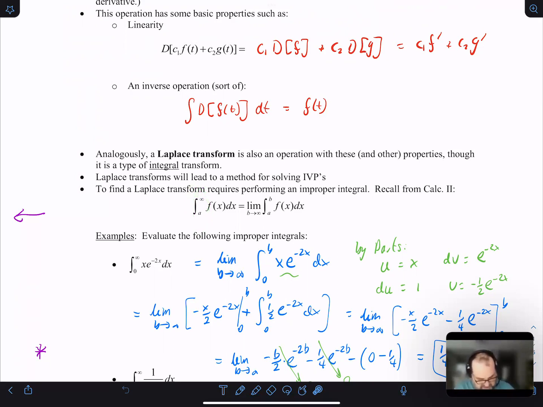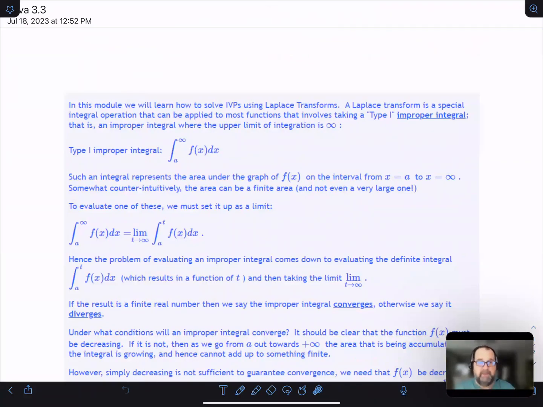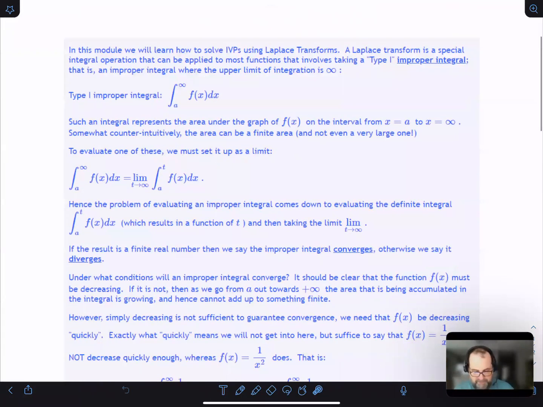So let's take a little look at that a bit more closely. Here's a review of improper integrals. So again, Laplace transforms are a type of operator that involve taking an improper integral. Again, the type of improper integral is sometimes called a type 1 improper integral, and this is where you have an infinite interval of integration. So how do we evaluate an integral such as this? And again, that's what we're going to review real quick.